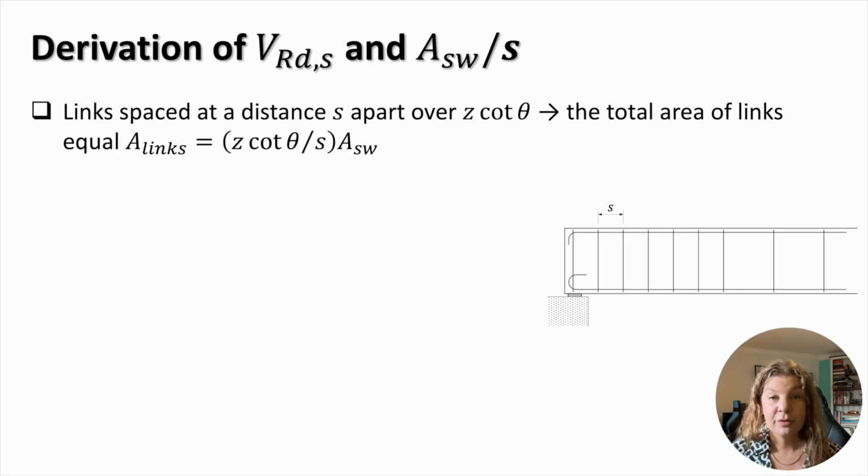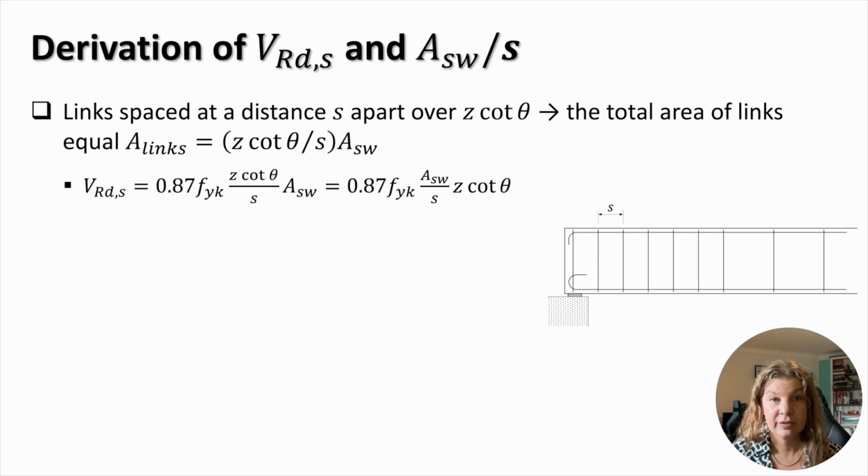Since several links are spaced in a beam at a distance s apart over the tension tie width, the total area of links equals the number of links times the area of one link ASW. The number of links can be calculated as the tension tie width divided by the spacing of links, where the tension tie width is assumed as equals z times the cotangent theta. Substituting the expression for the area of links gives the following formula for VRDS.